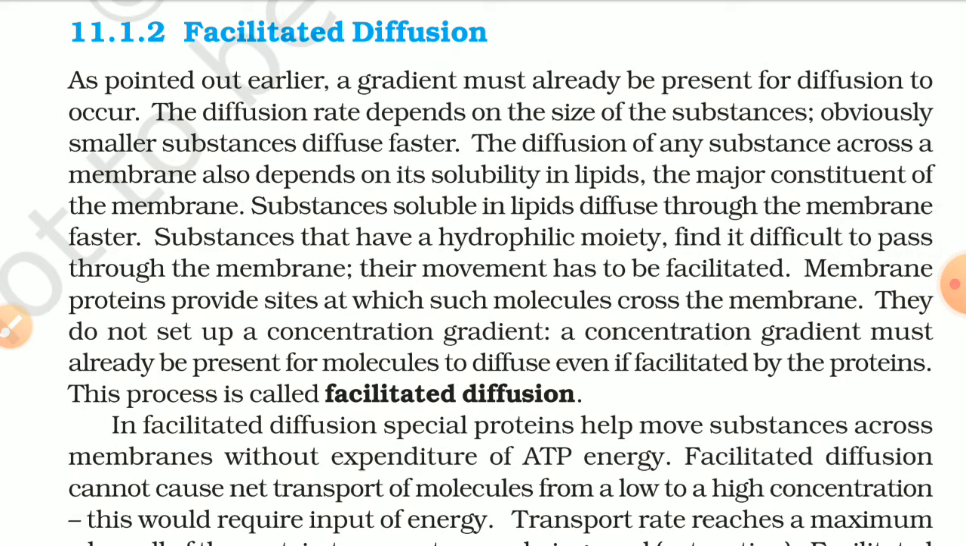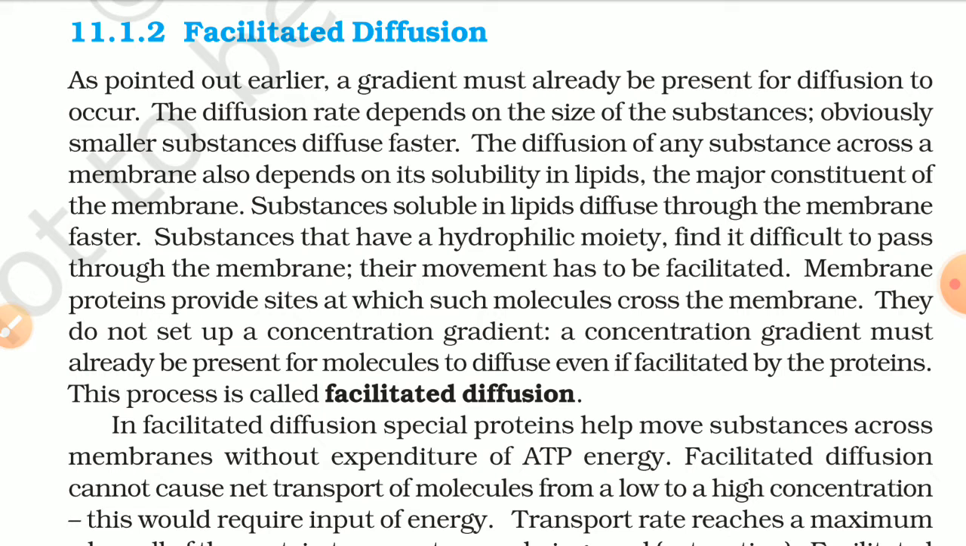11.1.2 Facilitated diffusion. As pointed out earlier, a gradient must already be present for diffusion to occur. The diffusion rate depends on the size of substances. Obviously, smaller substances diffuse faster. The diffusion of any substance across a membrane also depends on its solubility in lipids, the major constituent of the membrane. Substances soluble in lipid diffuse through the membrane faster. Substances that have a hydrophilic moiety find it difficult to pass through the membrane. Their movement has to be facilitated.